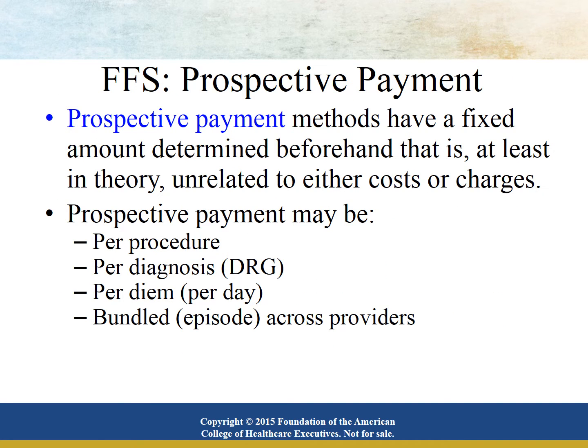Prospective payment services have a fixed amount, so it's determined beforehand. This is a payment per procedure, per diagnosis, which is what Medicare changed to, a DRG. Basically, you get a flat payment based on the diagnosis of the patient, regardless of what you do to or for them, and regardless of how long they stay in your hospital. Or there's a per diem, where they pay you $1,500 per day, regardless of what you do, or a bundled episode across providers. Medicare is moving to that.